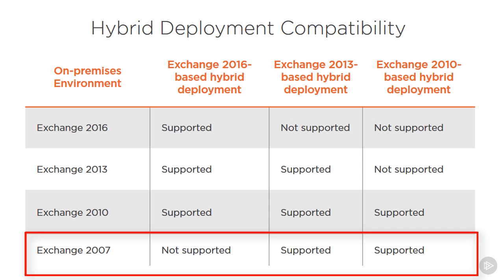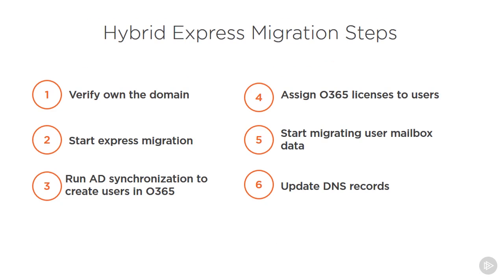In addition to what we're seeing here, we have what's called a hybrid express migration or minimal express migration. I can't use that with Exchange 2007. I can only use that with Exchange 2010, 2013, or 2016. So let's talk a little bit about that hybrid express migration. First thing you're going to do is verify you own the domain. Secondly, you're going to start the express migration, and you're going to do so by choosing the minimal hybrid configuration from within the Exchange hybrid configuration wizard.